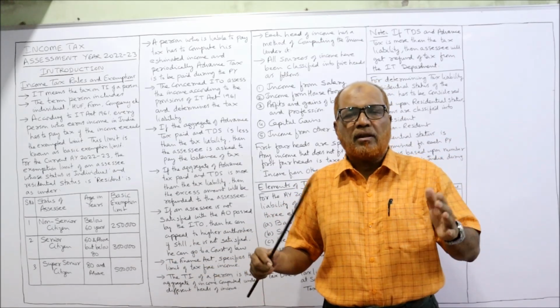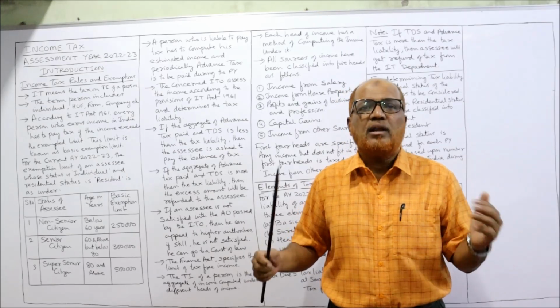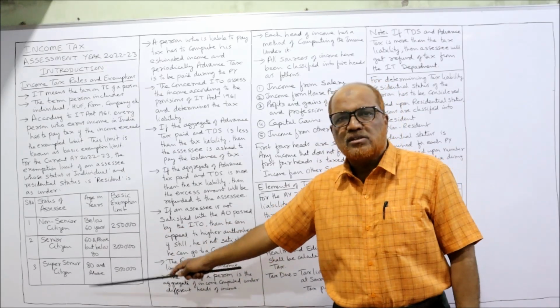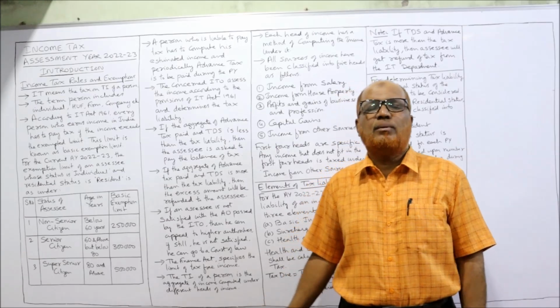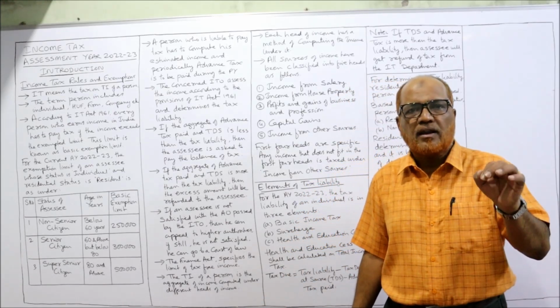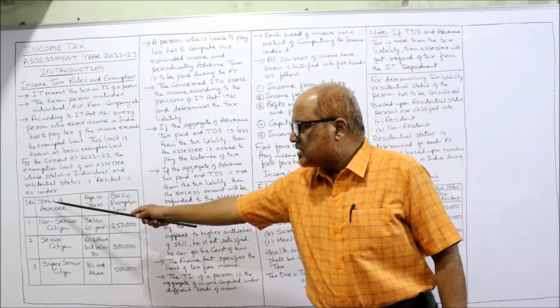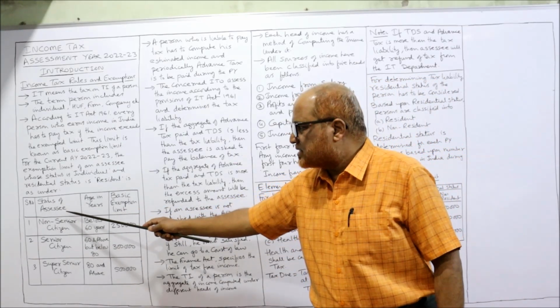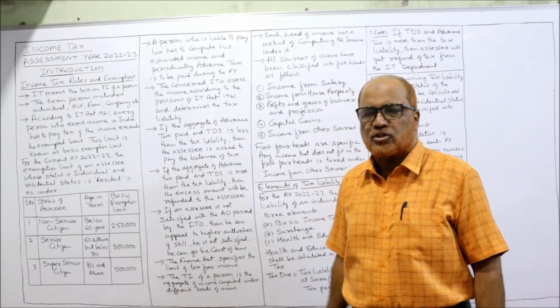A person may be resident or a person may be non-resident, but this exemption limit will be applied only if the person's status is resident. Serial number, status of SSC, age in years, basic exemption.